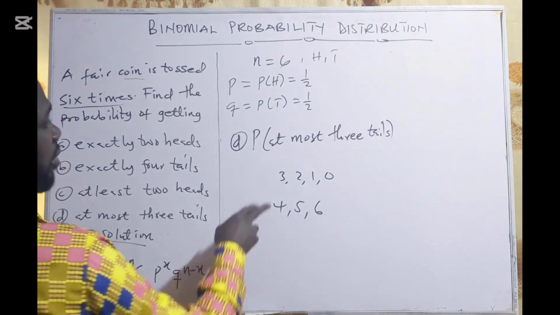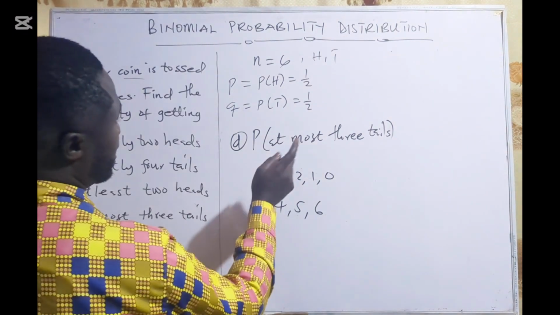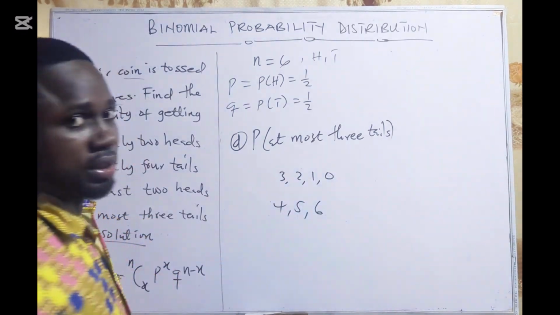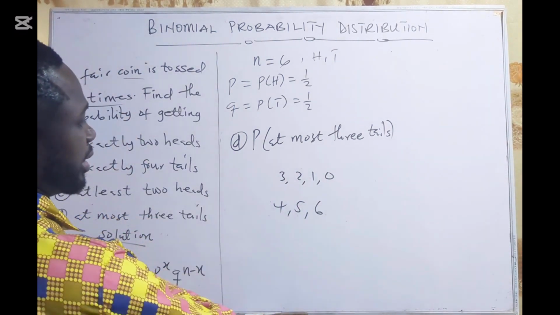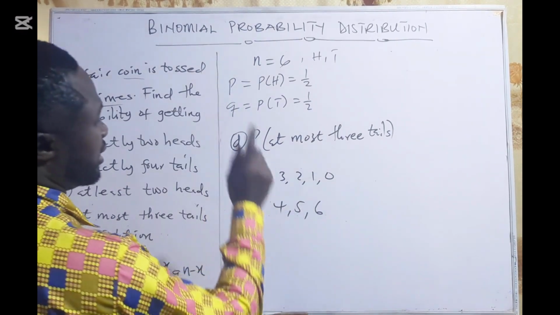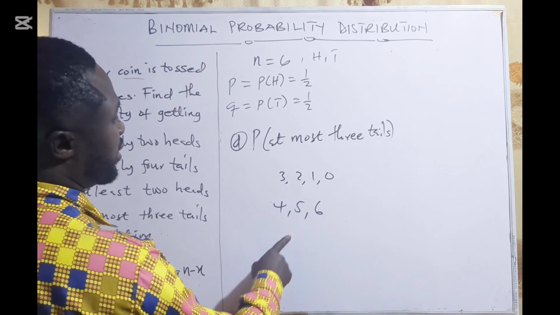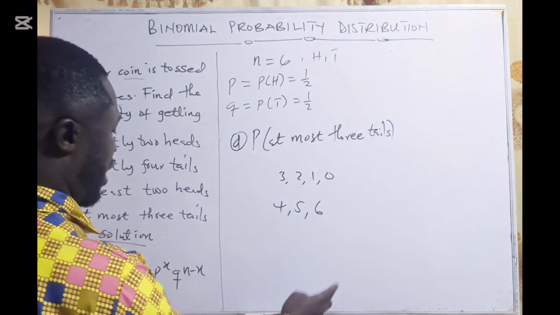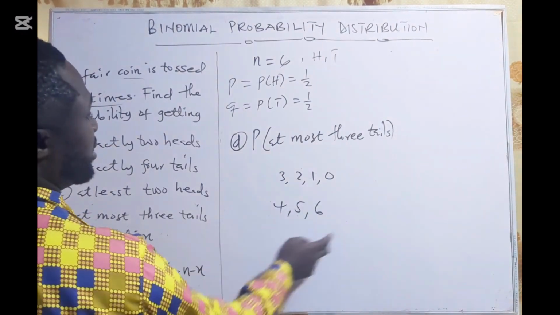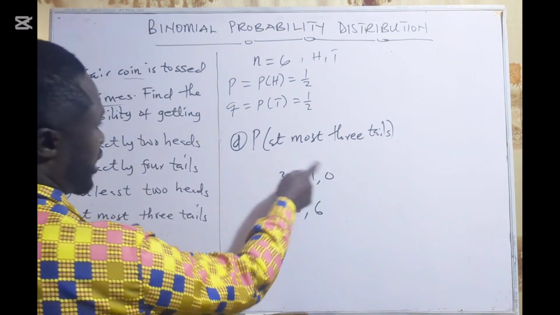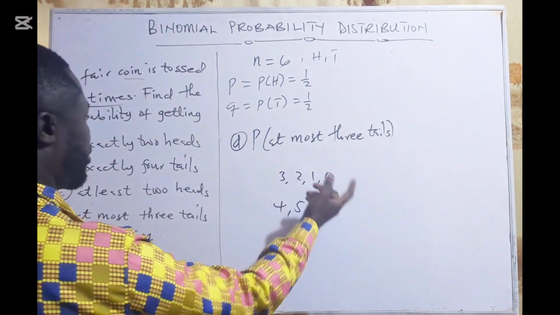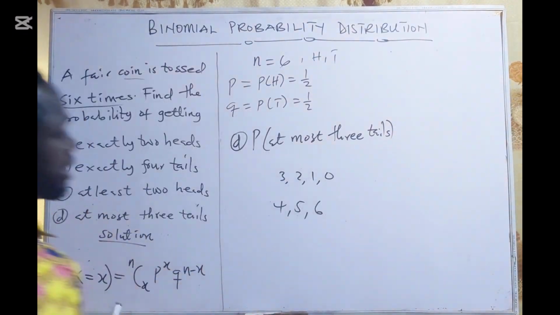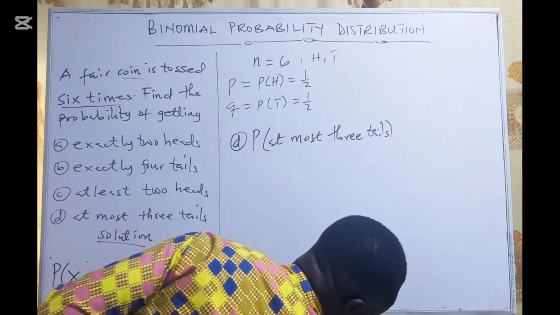So that one you have to do what? You have to find the probability that there will be 3 tails, 2 tails, 1 tail, or 0 tail. When we look at the other way, it can also be the probability that 4 tails, 5 tails, and 6 tails, and subtract from 1. So we have 3 possibilities. We can do the 3 possibilities and then subtract from 1 to get this. Or we can also do this. Any way you want to do it, depends on you. But the one that will be easier for us.